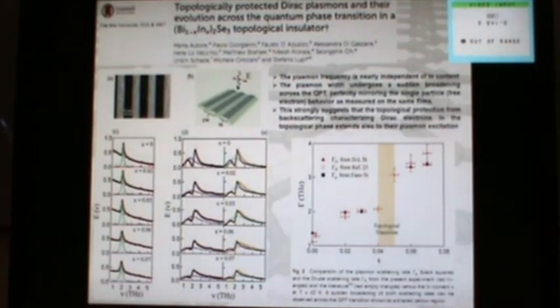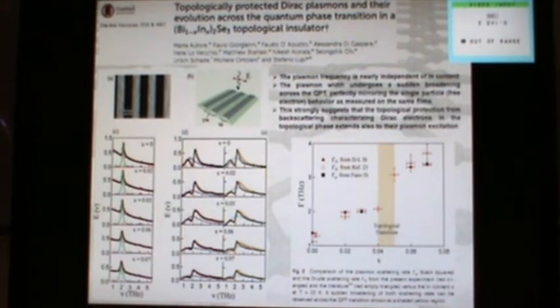And also, the same group claims that they have found topologically protected Dirac plasmons in a similar gradient structure. And here's the light, which is polarized light, equal to the gradient. And I think the most important evidence is shown here.